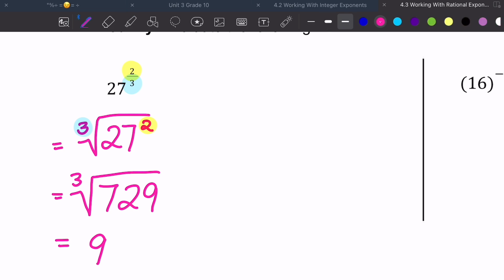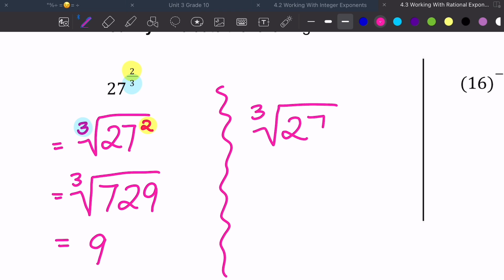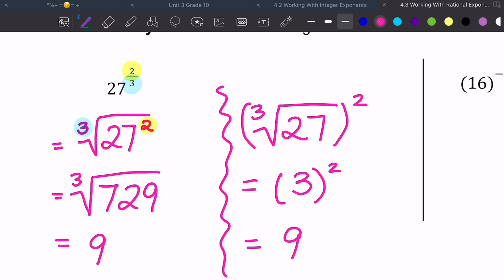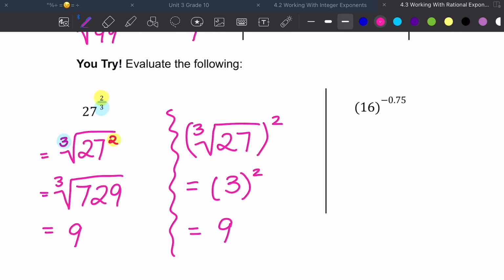Right? Alternatively, you can also do, which is equivalent, the cube root of 27 and then square that. That is also the same thing as saying 27 squared and then cube rooting that. You'll get the exact same thing, because the cube root of 27 is 3 and 3 squared is 9. So if you can't figure out how to do the cube root and the 2 in your calculator, you can do it separately like this. You will get the same answer.